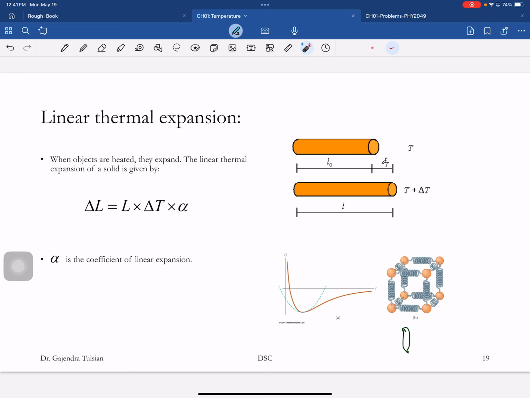Now, will the width increase as well? Yes. Every dimension will increase. But if the length is the predominant dimension, the change in length will be the greatest, and so that's what we'll concentrate on. The width will also increase by the same factor. So the increase in length is equal to the original length times the increase in temperature times a number that depends on the material. And this is called the coefficient of linear expansion.